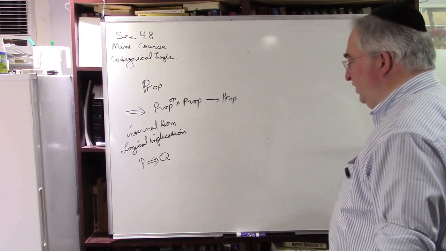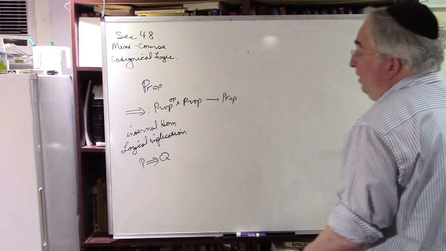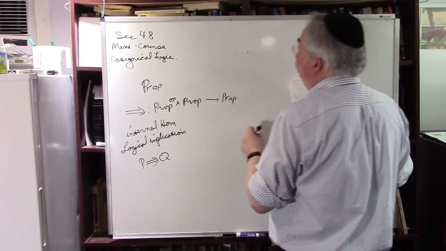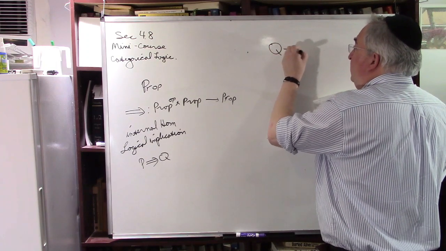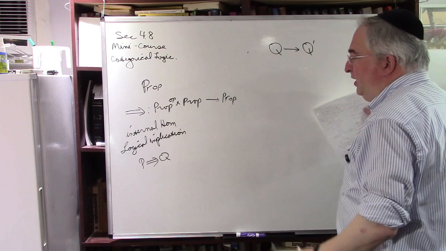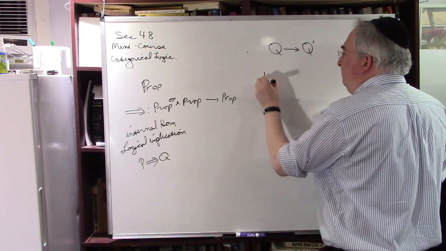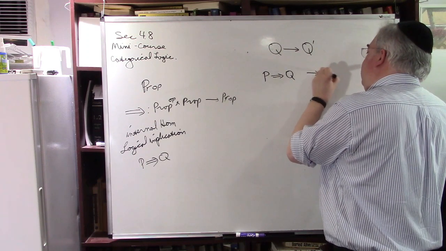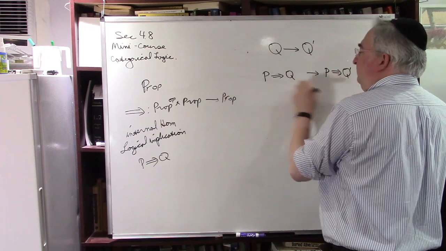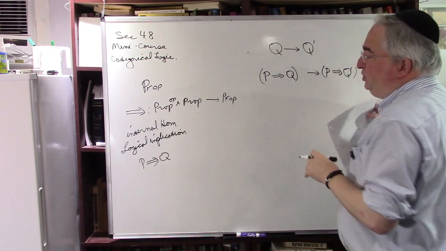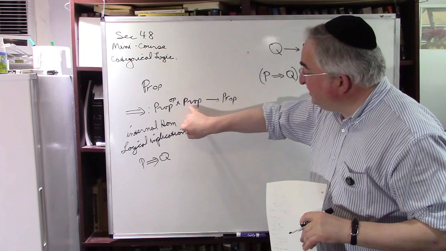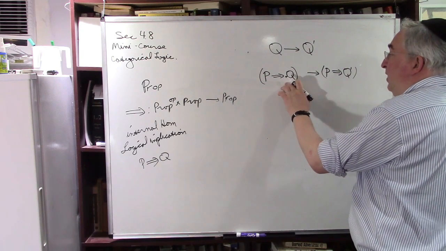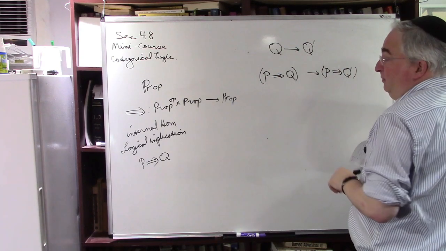What I'd like to do is show you how it's covariant or contravariant depending on the position. So it goes as follows. If Q implies Q prime, then I want to show that P arrow Q implies P arrow Q prime. What this shows is the functoriality along the second operation. Let's see why it works in English. If P implies Q and Q implies Q prime, then P implies Q prime.